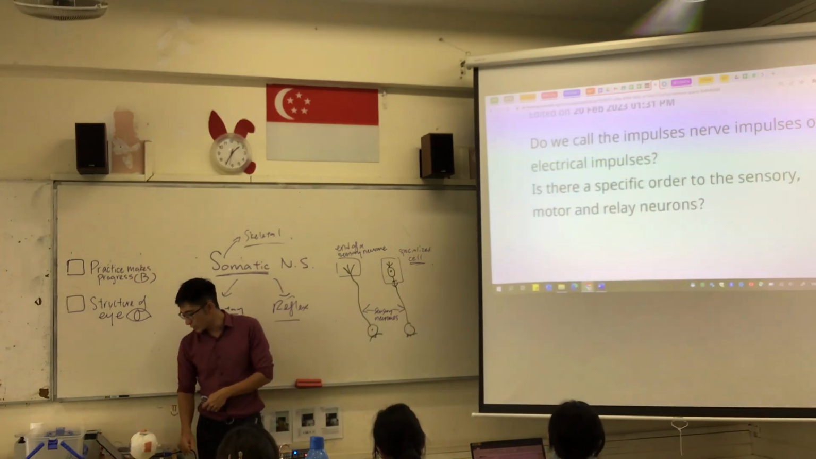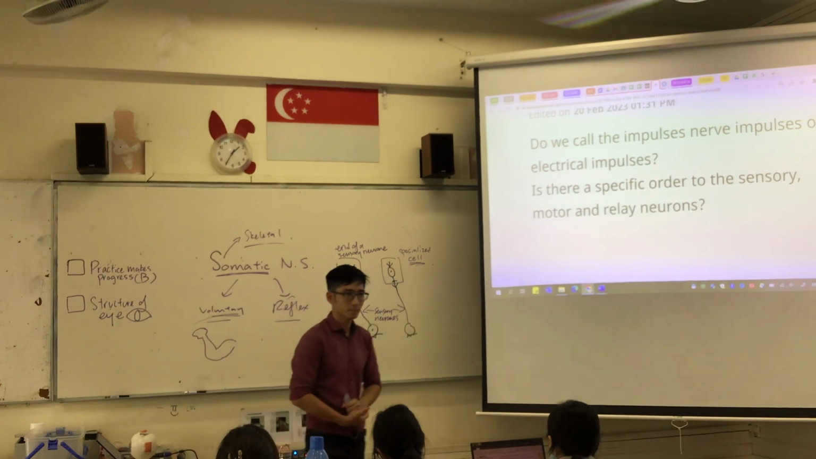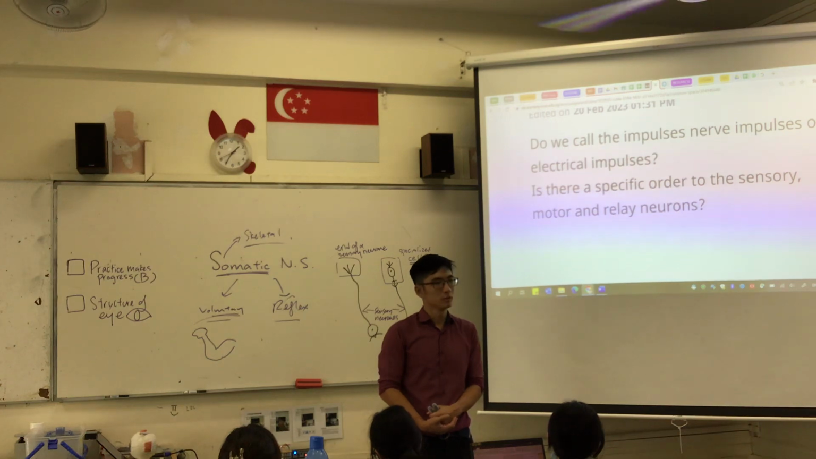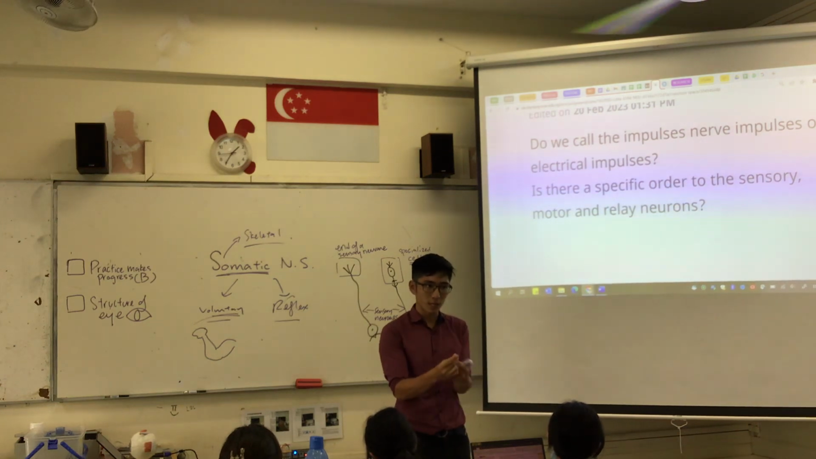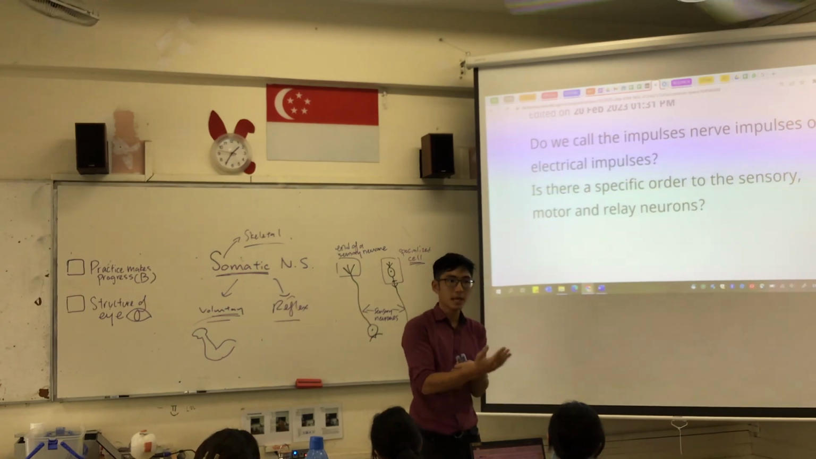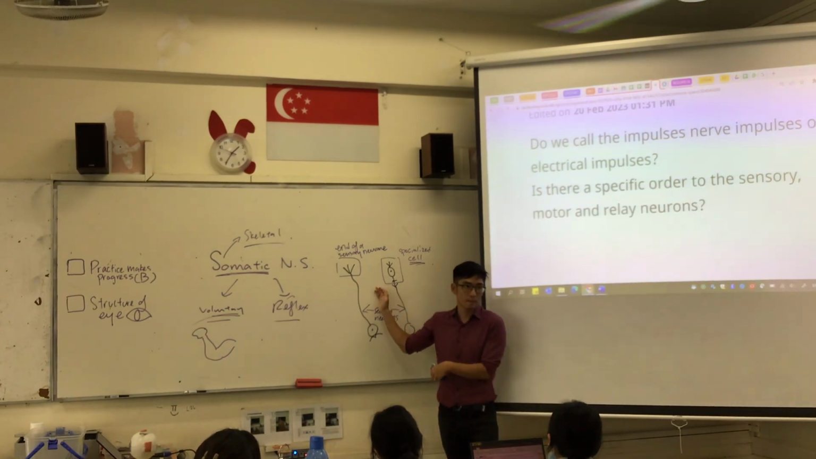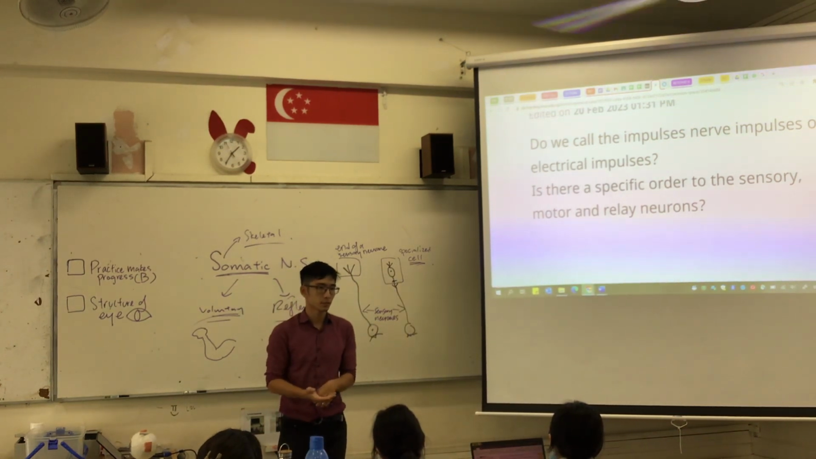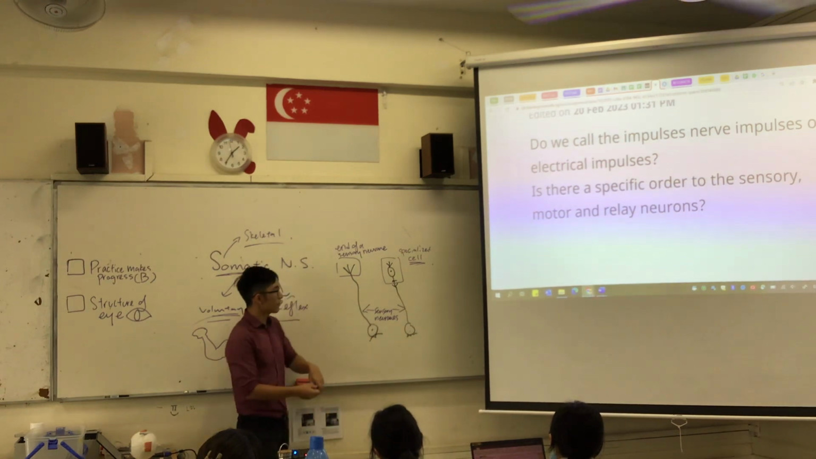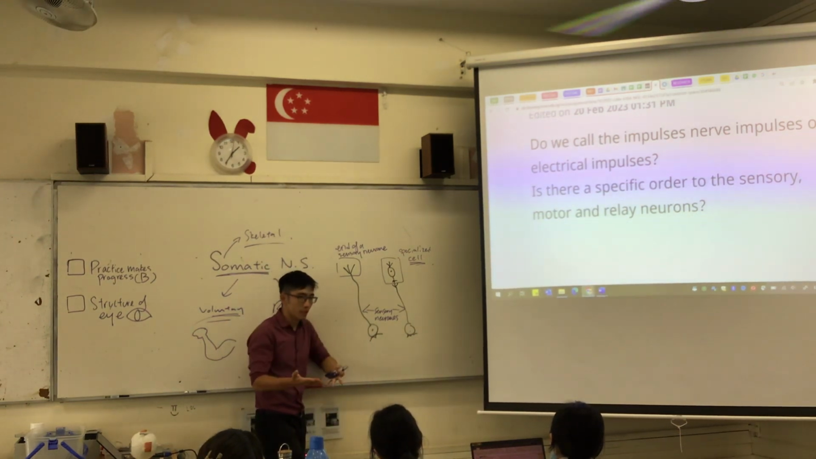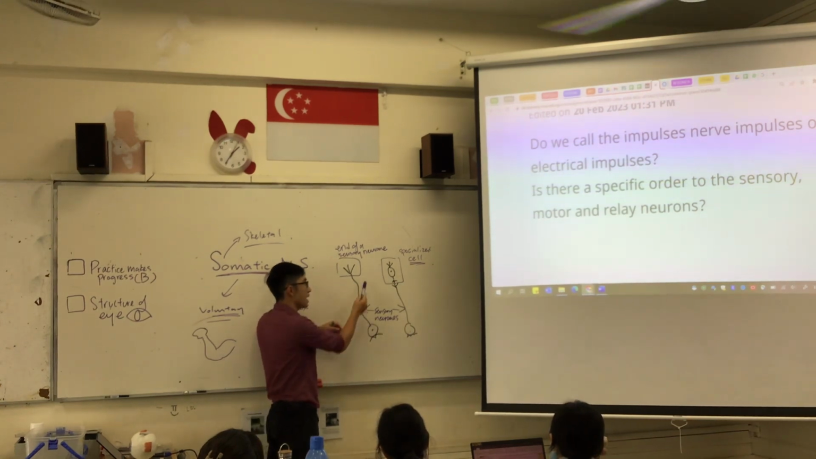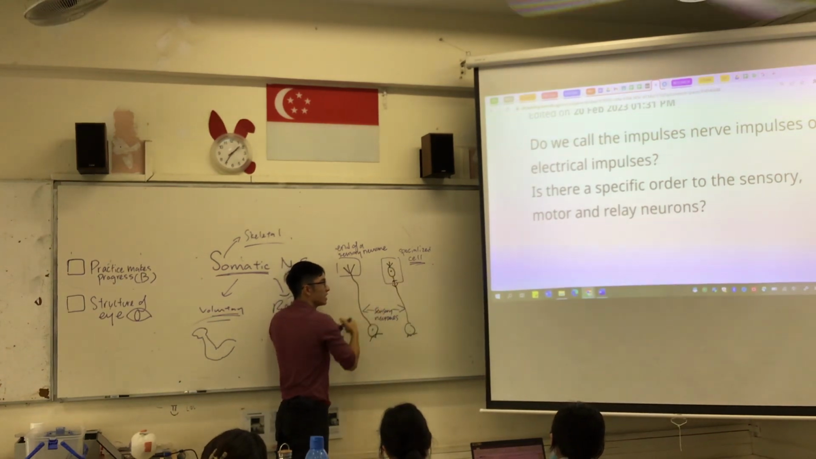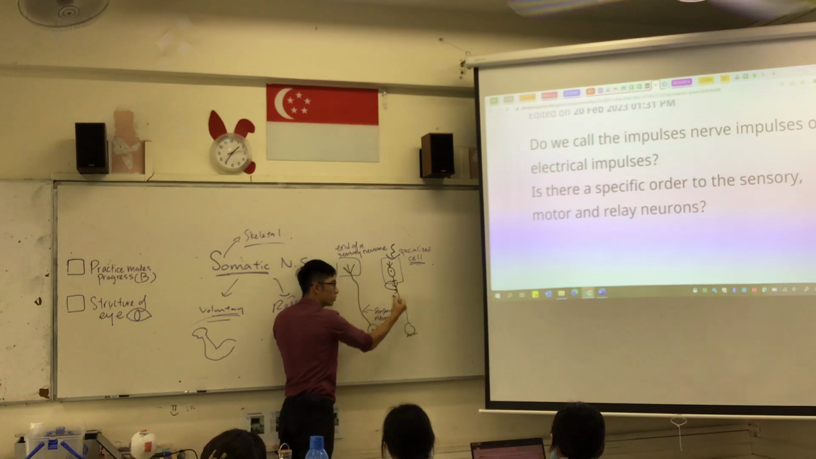Is there a specific order to the sensory, motor, and relay neurons? What do you mean by that? Okay, no. A motor neuron's function is really to get the effector to do something. It cannot be the one to detect a stimulus. That's the role of the receptor or the sensory neuron. Shafika asked earlier on, what is a receptor? My reply is that a receptor could be the ending of the sensory neuron, or it could be a specialized cell that, after being stimulated, passes it on to the sensory neuron.